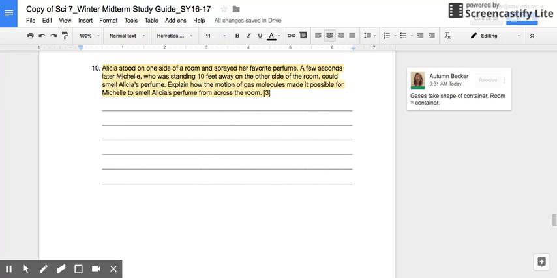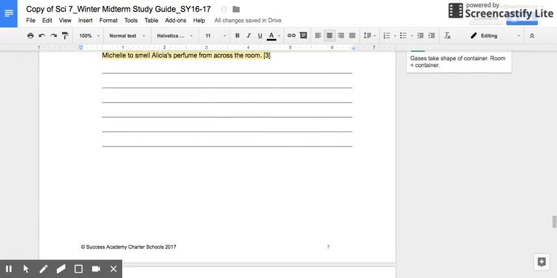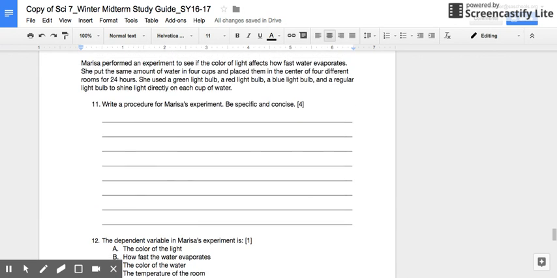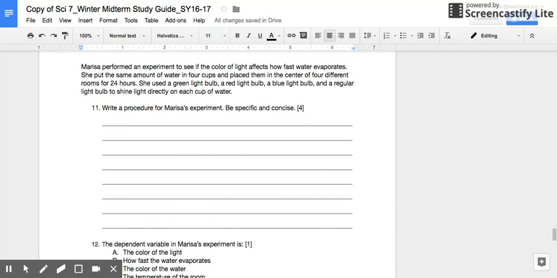Those are the 2 things that you needed to include in this question. Many of you only referenced that gas molecules move extremely quickly. You did not reference that they take on the shape of their container, and the container in this example was the room. All right. Question number 11 was an experimental design question.